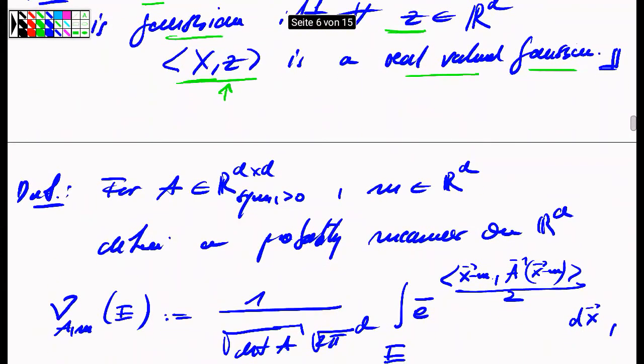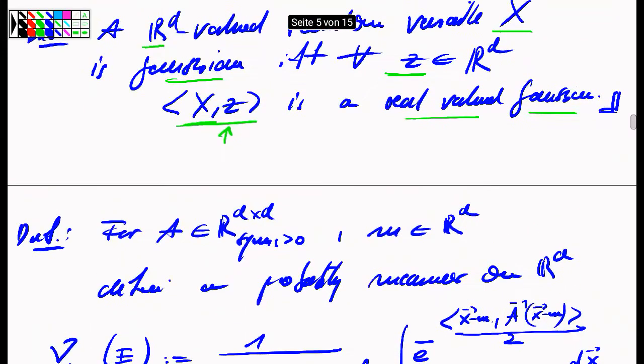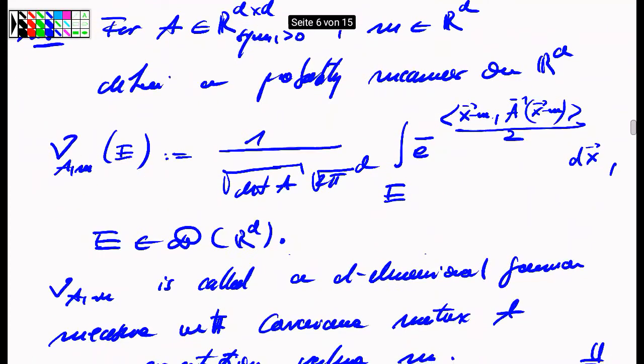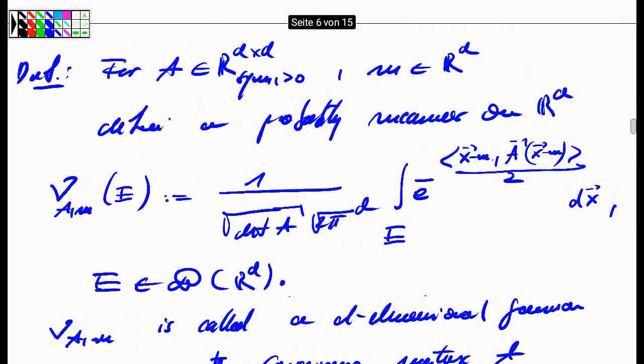And it will turn out that this definition gives rise to a class of probability distributions on d-dimensional space, which collect all possible distributions of such Gaussian random variables, and these will be, as we shall now naturally call them, the class of d-dimensional Gaussian distributions. And this will be defined as follows.